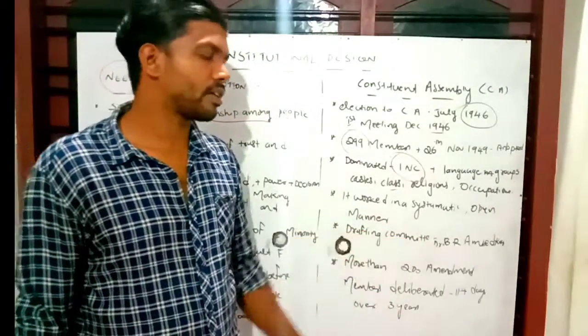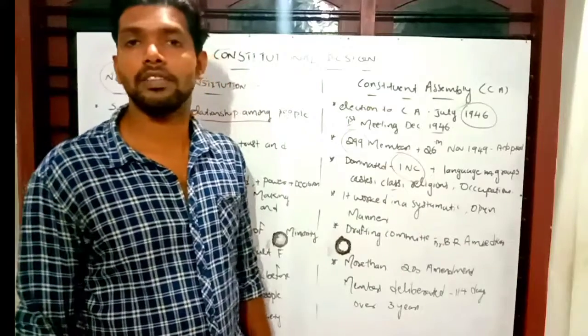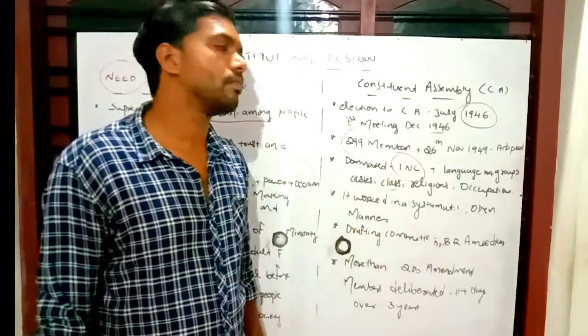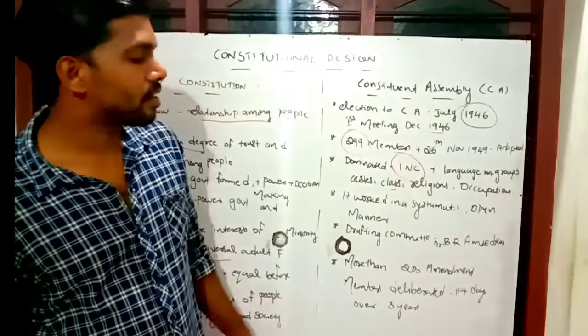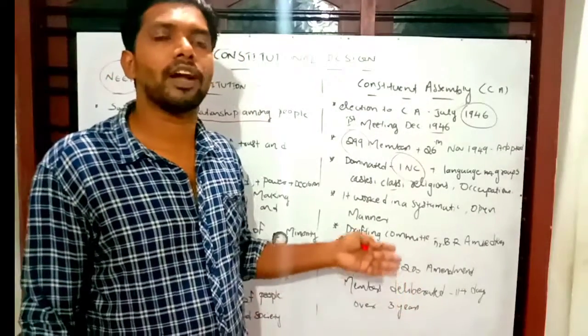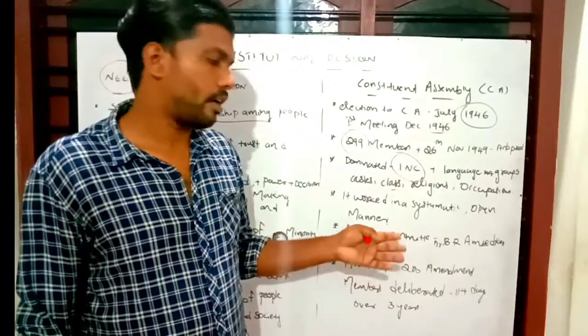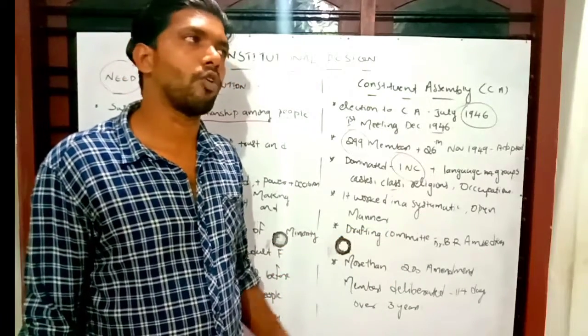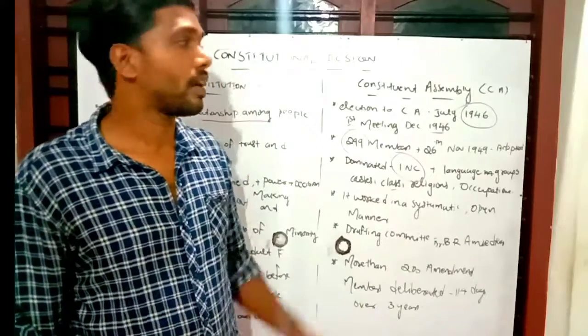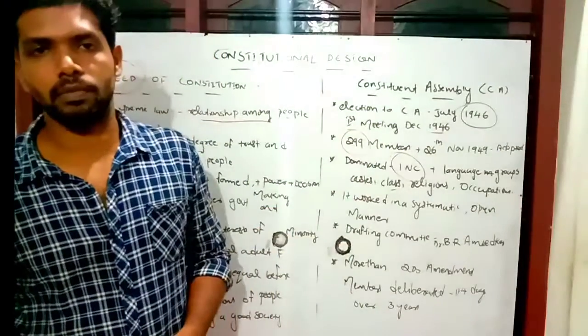The drafting committee was later chaired, after getting independence, by a great person, Dr. B.R. Ambedkar. More than 200 amendments were made before drafting this one. Almost 111 days they deliberated, over 3 years. That's about the Constituent Assembly.